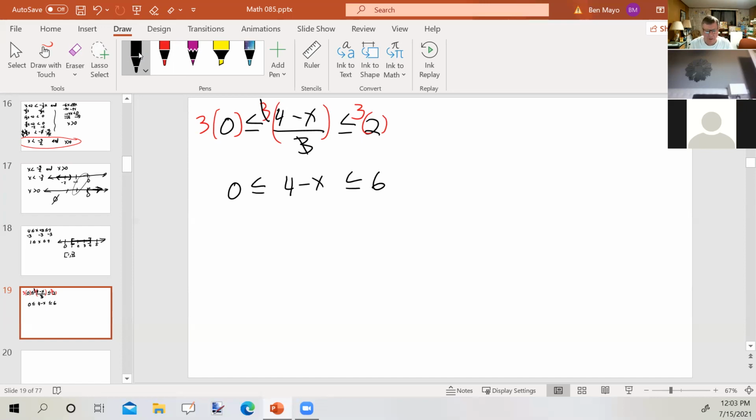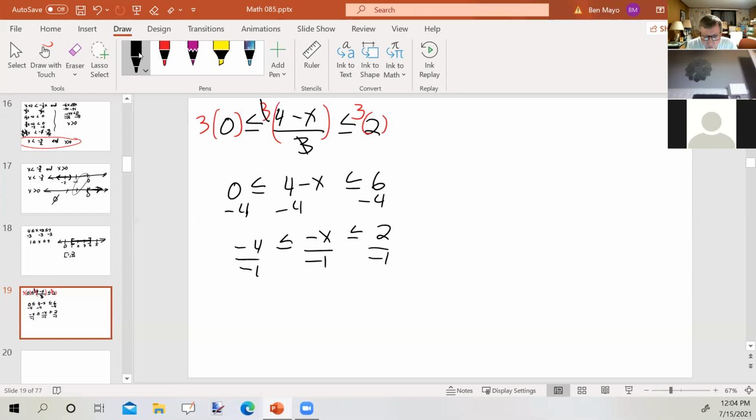Now, I did not multiply or divide by a negative number, so I have no reason yet to change the direction of the inequality signs. Next, I'm going to subtract 4 from all 3 pieces, so I get negative 4 less than or equal to negative x, less than or equal to 2. But now I have negative x in the middle. It has a coefficient of negative 1. So I'm going to divide each piece by negative 1.